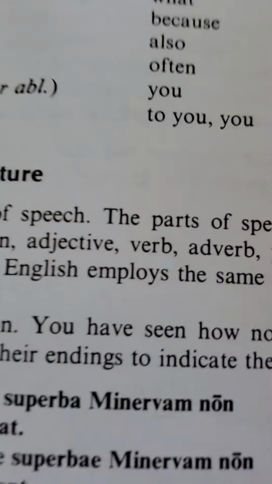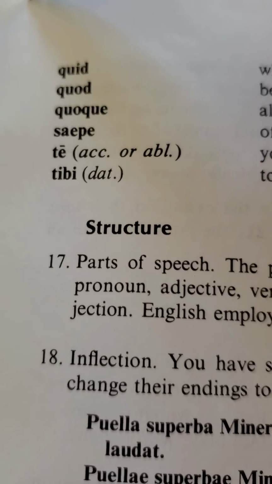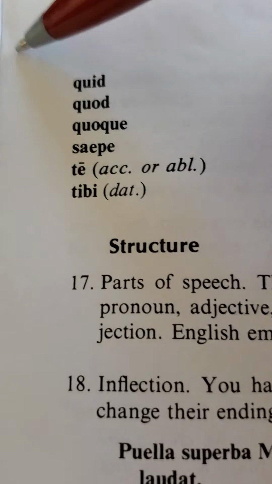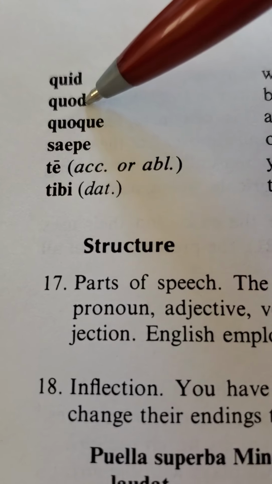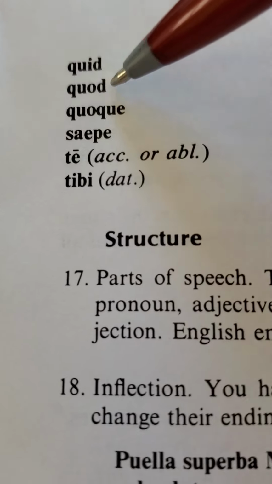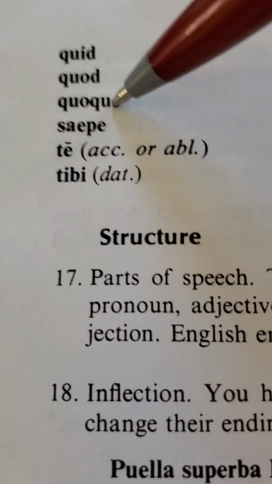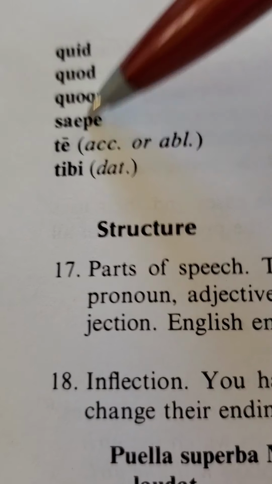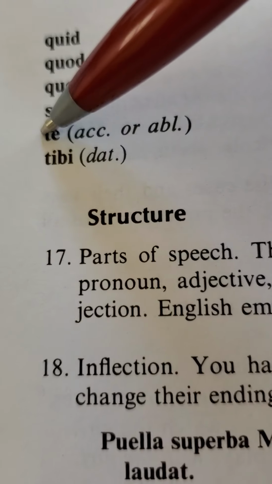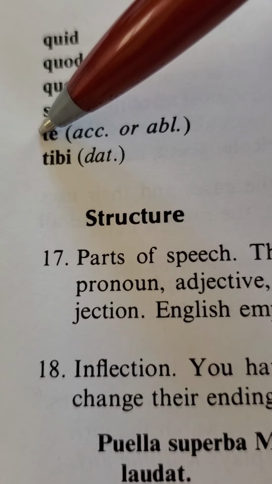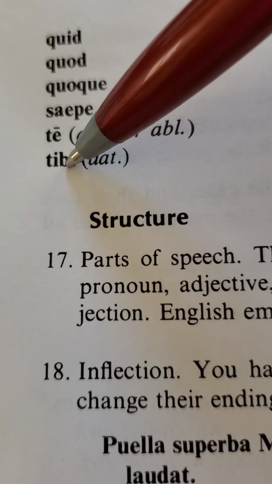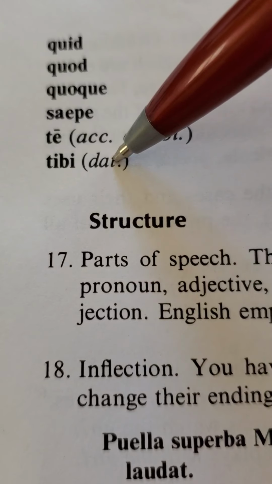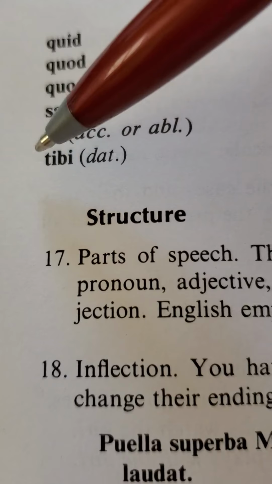Okay, up at the top of the page, we have quid, quod, quoque. What, because, and also. So quid means what, quod means because, and quoque means also. That's a fun word, quoque. Saepe means often. And te means you. Tibi means to you, dative. I give to you the reward. Tibi, indirect object.